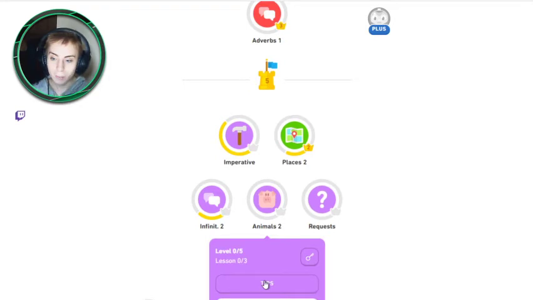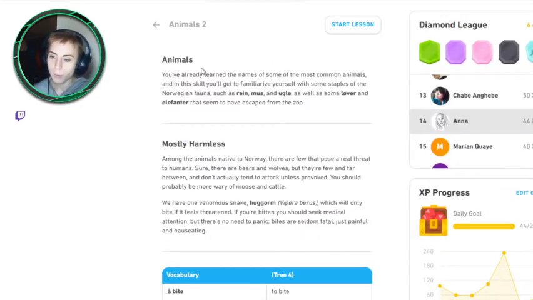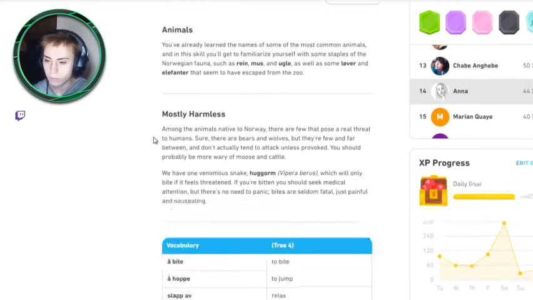So, animals. We've already learned rein, reindeer, elg, moose, mus, mouse, ugle. Oh no, these are the new ones we're going to learn. I know rein is reindeer, mus is mouse, ugle, I think that's owl. Løve, elefant. That's a cognate. Løve. I don't know what løve is.